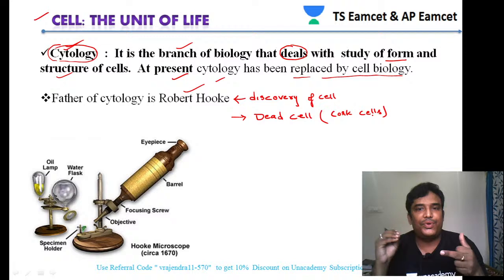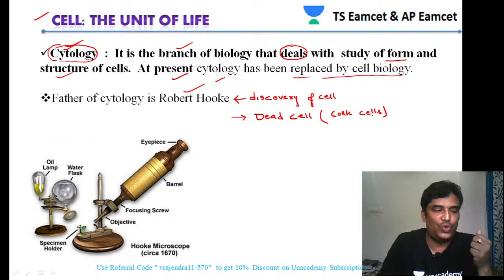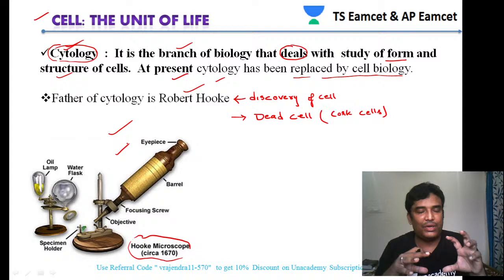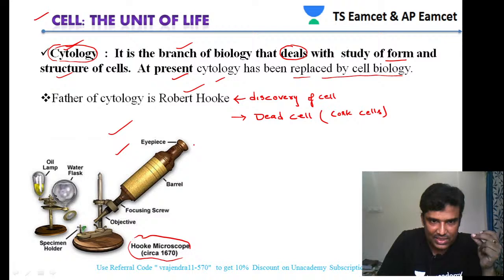How was the cell discovered by Robert Hooke? He used his own tools. So what are his own tools? He had his own microscope. If you can see, this is the structure of the microscope he used at the time. That microscope was prepared by himself. He used lenses in the eyepiece, his own lens.